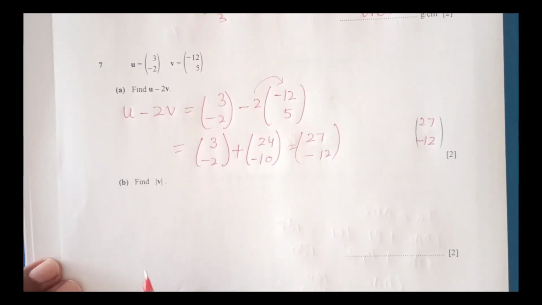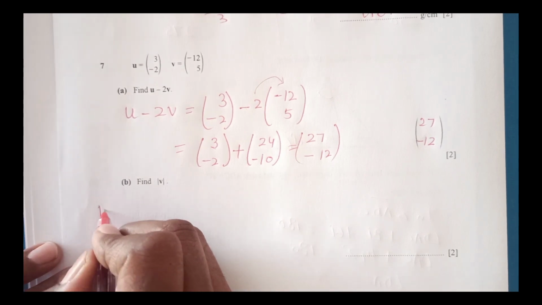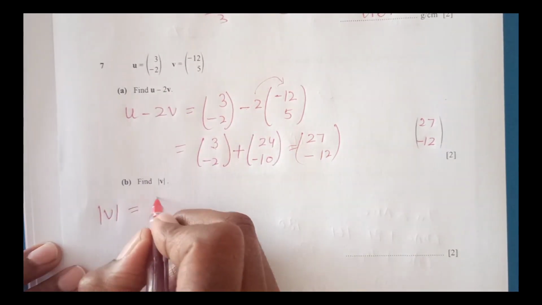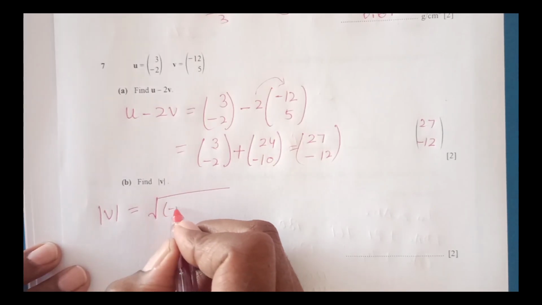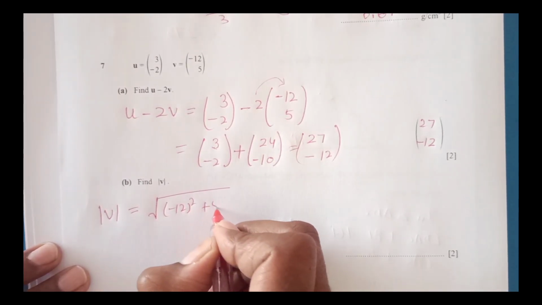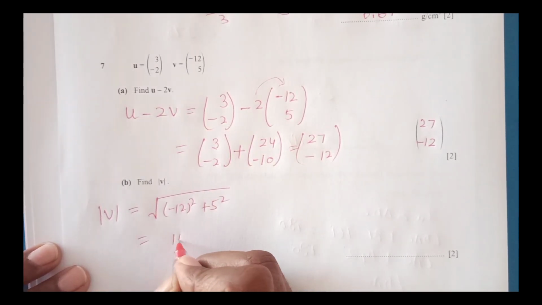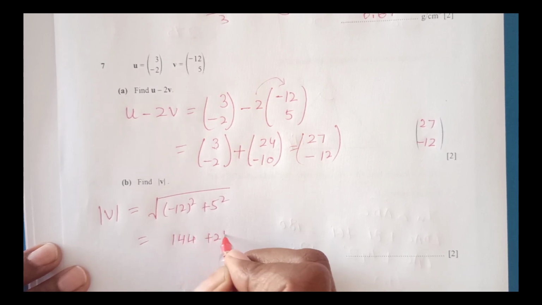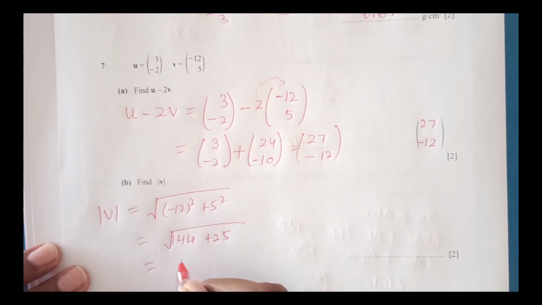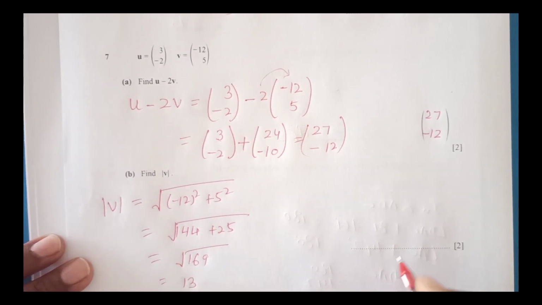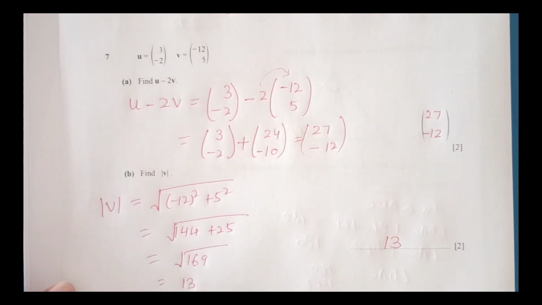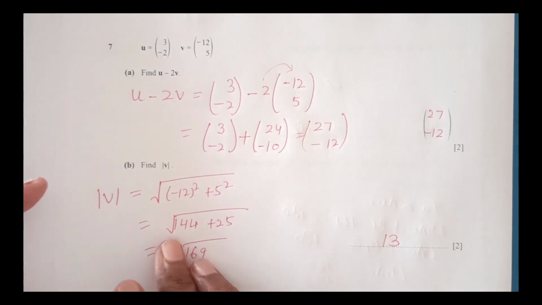Okay. Now find the magnitude of v. Magnitude of v, we will take v here, it is negative 12 squared plus 5 squared. This is 144 plus 25, and when you add it is 169, and the square root of this is 13. So the final answer is 13, right?